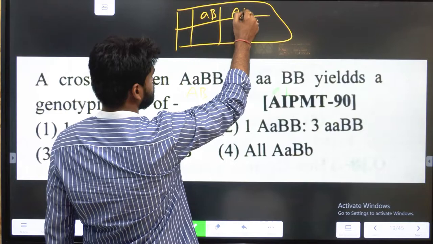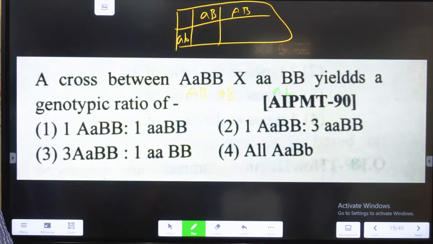B. What are they doing? Capital B over. Which one? Just a second. Sorry.